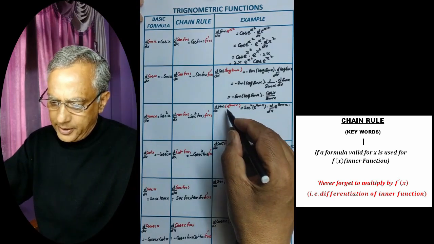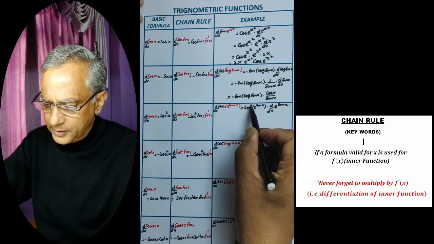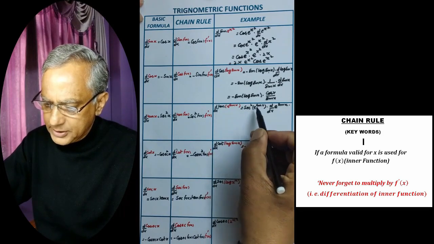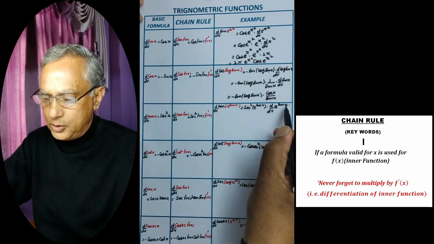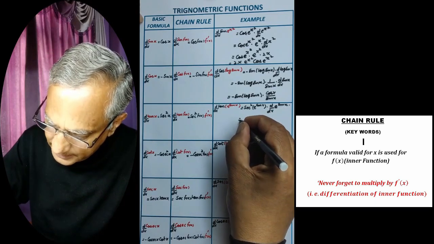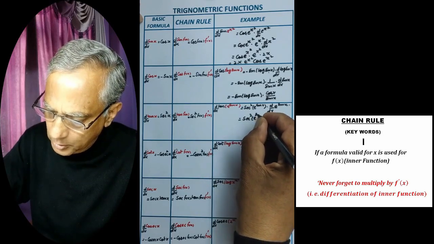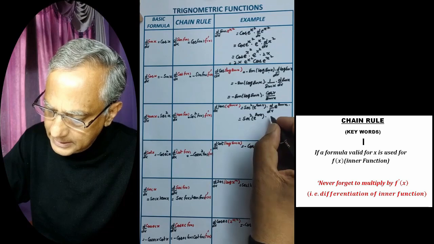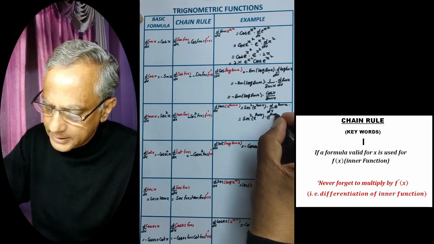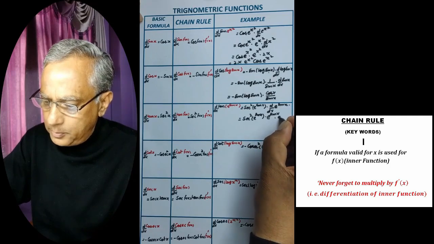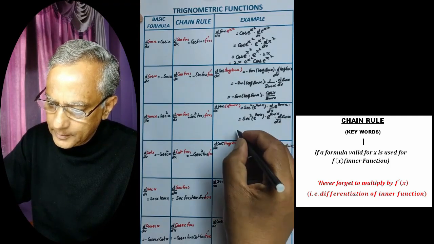And here d by dx of tangent e to the power of sin x, this will be differential of tangent is secant square, and instead of x we have e to the power of sin x, so we are multiplying by differentiation of e to the power of sin x. This can be simplified as secant square e to the power of sin x into d by dx of e to the power of x is e to the power of x, so e to the power of sin x will be e to the power of sin x into d by dx of sin x.